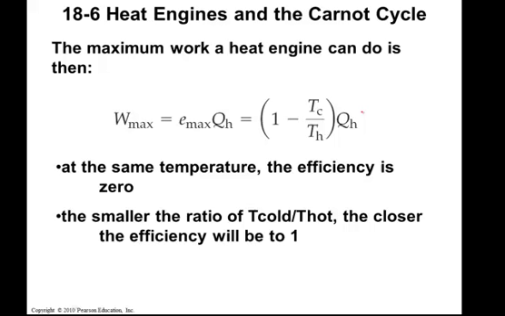So at the same temperature, the efficiency is 0. That's because this is going to be 1, and 1 minus 1 would be 0. The smaller the ratio of the cold to the hot, the closer the efficiency will be to 1.